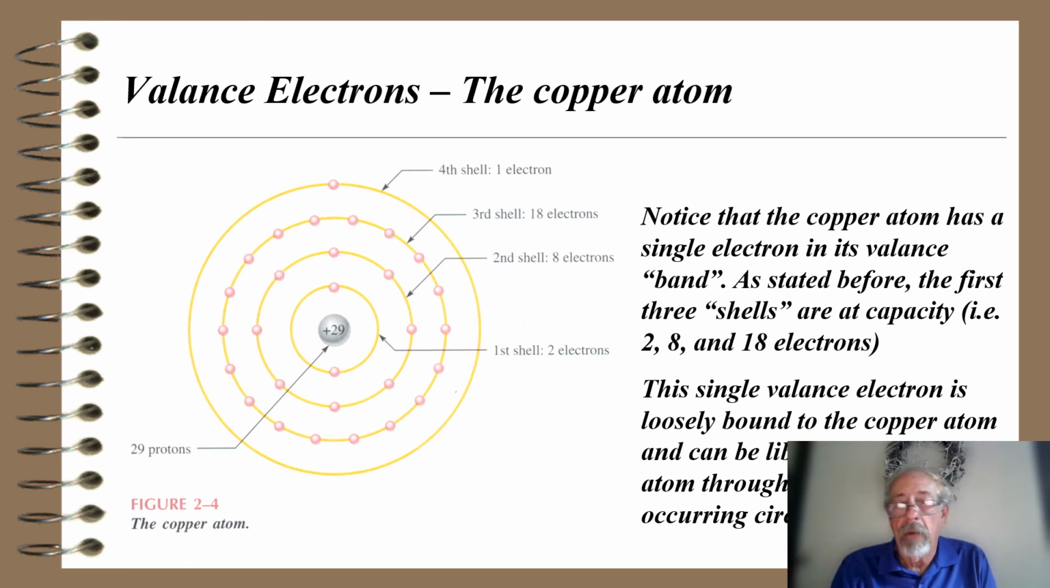Now, that would be its valence band. And as stated before, the first 3 shells are complete. The single valence electron is very loosely bound to the copper atom and can be liberated from the atom through many naturally occurring circumstances that I mentioned earlier. And actually just heat, the fact that we're not at, say, absolute zero. At room temperature, the electron in the fourth shell could actually dislodge itself from the copper atom.